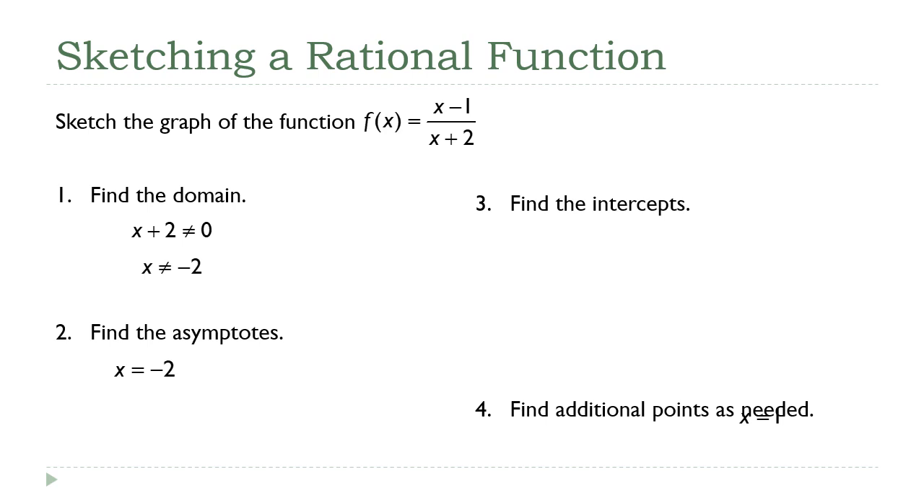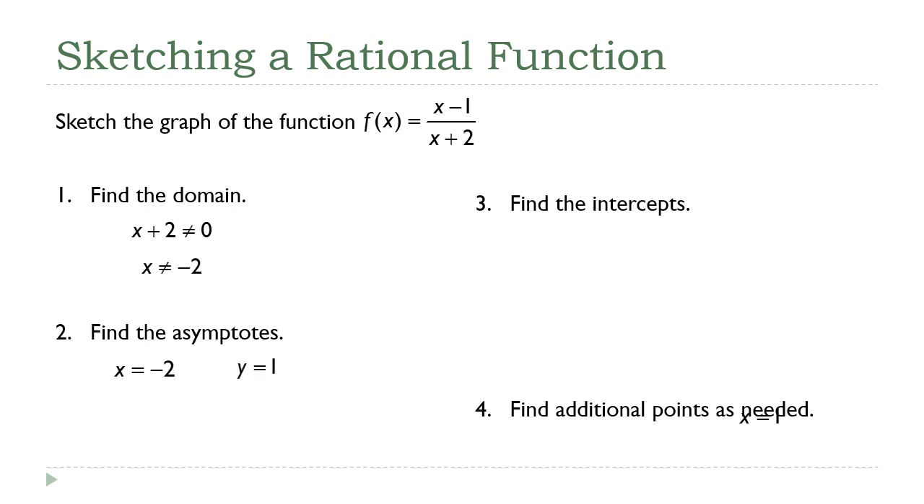And to find the horizontal asymptote, you remember our procedure here. We'll compare the degree of the numerator and the degree of the denominator. With this function, they're both 1, which means we look at the ratio of the leading coefficients. Well, there's a 1 in the numerator and a 1 in the denominator. So the horizontal asymptote is going to be at y equals 1.